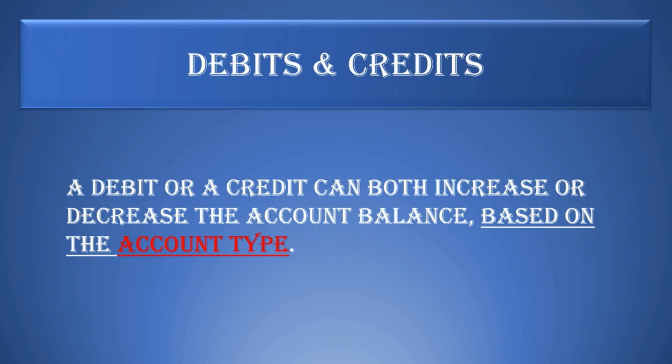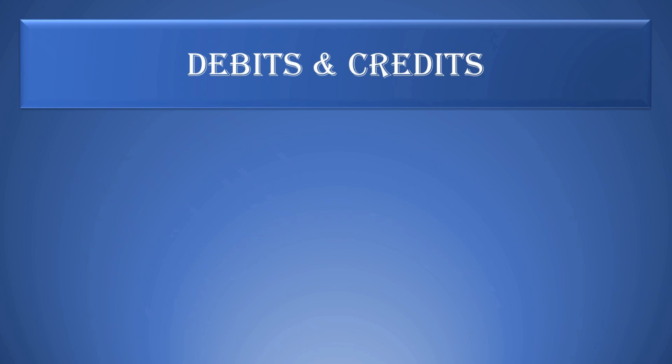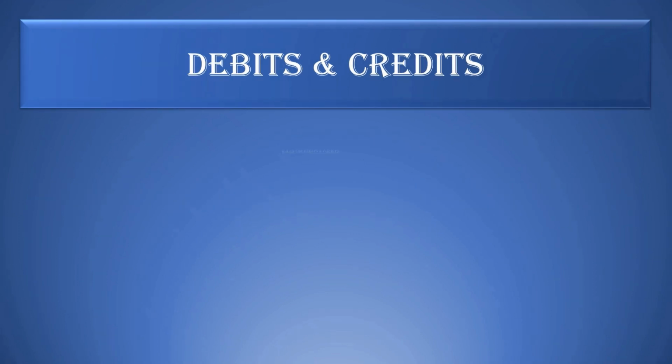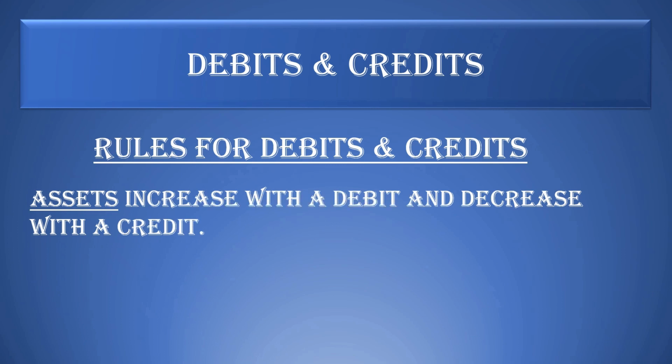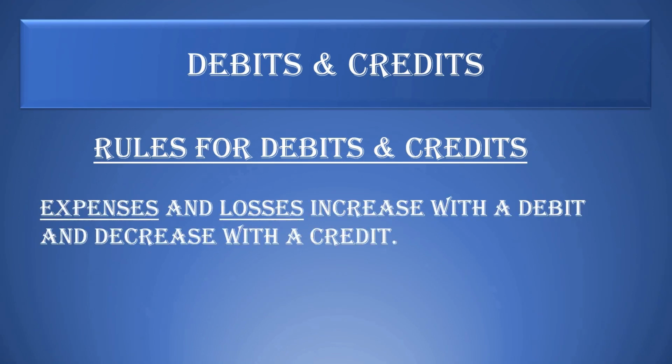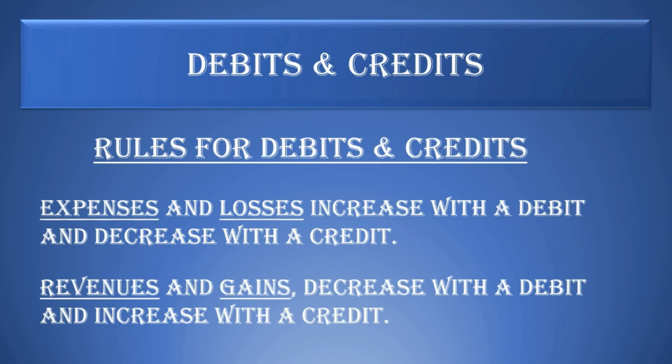And to make sense of it, we'll need to go back to our accounting equation. The accounting equation states, assets equal liabilities plus owner's equity. There are specific rules which dictate, based on the account type, whether debits and credits represent an increase or a decrease in that account. Let's list these rules. Assets increase with a debit and decrease with a credit. Debits and credits have the opposite effect on liabilities and owner's equity. Liabilities and owner's equity accounts decrease with a debit and increase with a credit. Expenses and losses increase with a debit and decrease with a credit. Revenues and gains decrease with a debit and increase with a credit.